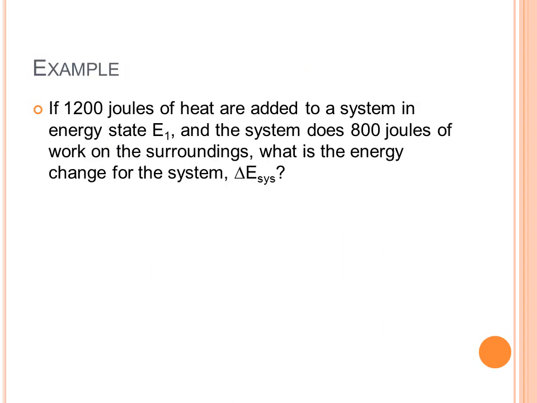So let's look at this example. If 1200 joules of heat are added to the system at energy state E1, and the system does 800 joules of work on the surroundings, what is the energy change of the system, or delta E of the system?